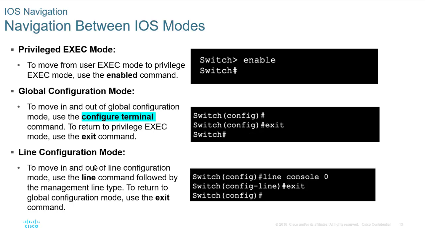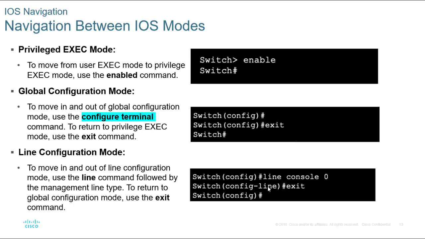Line configuration mode is where you're going to set up your in-band and out-of-band access: telnet, SSH, console, auxiliary, etc. Not interfaces. Don't confuse lines with interfaces. The command would be line, but not by itself. It would be followed by the name of the line that you're configuring. In this case, it's the console, line console 0 or line con 0.